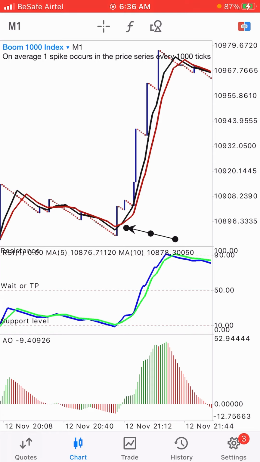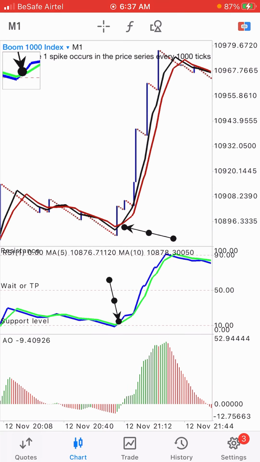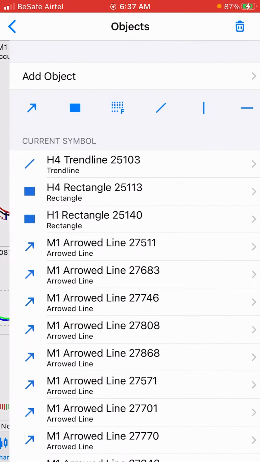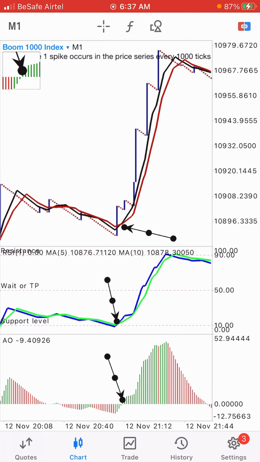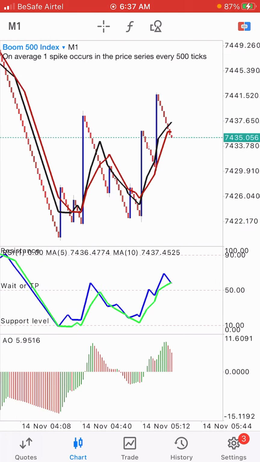You can see after this one spike, this black and red line, they cross each other to the upside. And that's our first confirmation. And the second confirmation, you need to see that price is at the support level and facing up. And the last confirmation, you need to see the green candles. This is very, very simple. Let me show you examples on Bull 500.